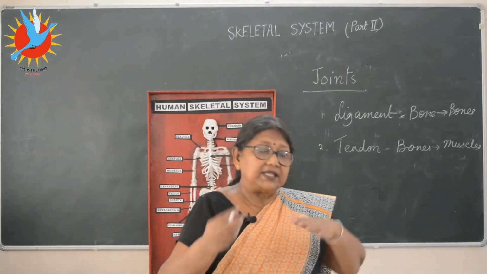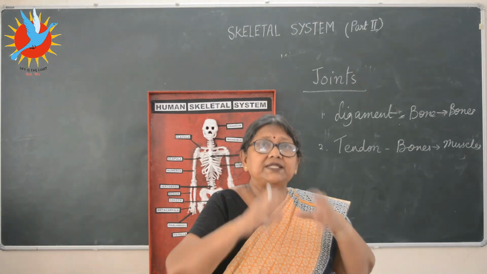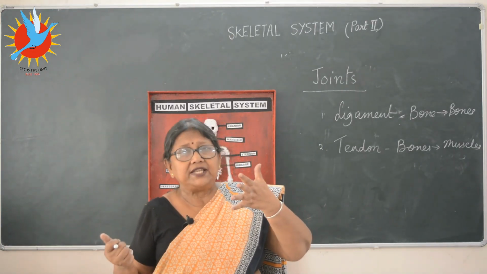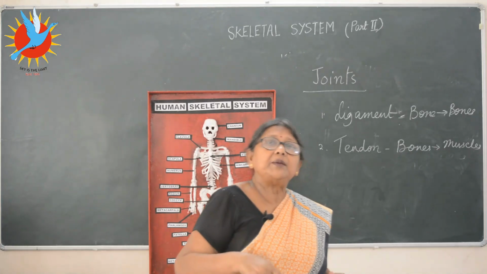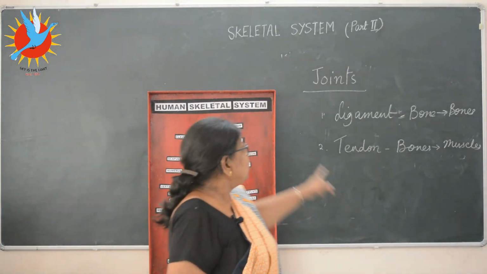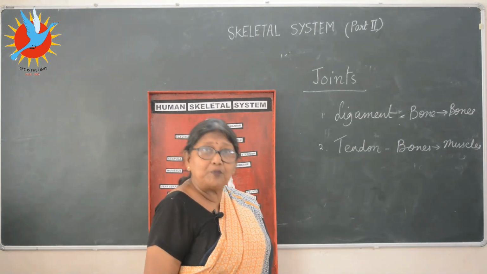Muscles, where are they present? They are present under the skin, on top of the bones. And you know the function of the muscles: they contract and expand. So by contracting and expanding, what happens? The muscles bring about the movement in the body. That's what we get to learn here. So joints can be bone to bone, or bones to muscle.